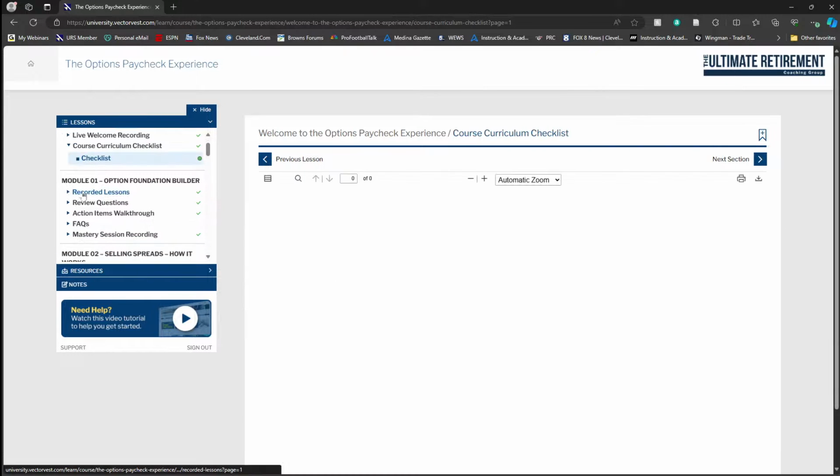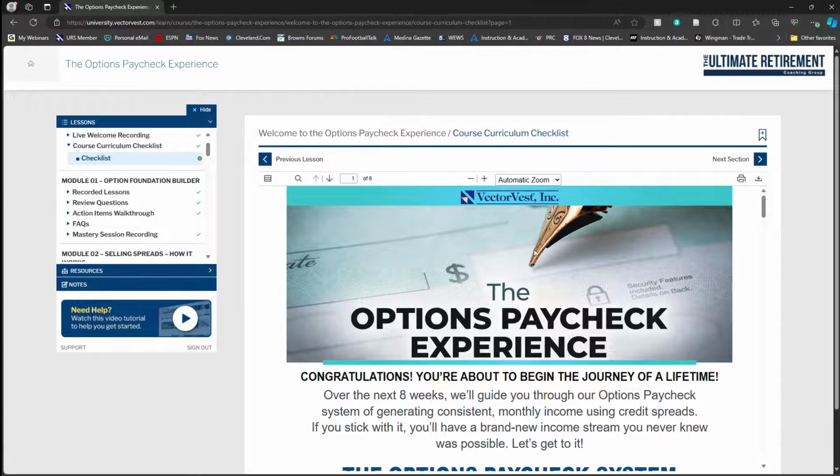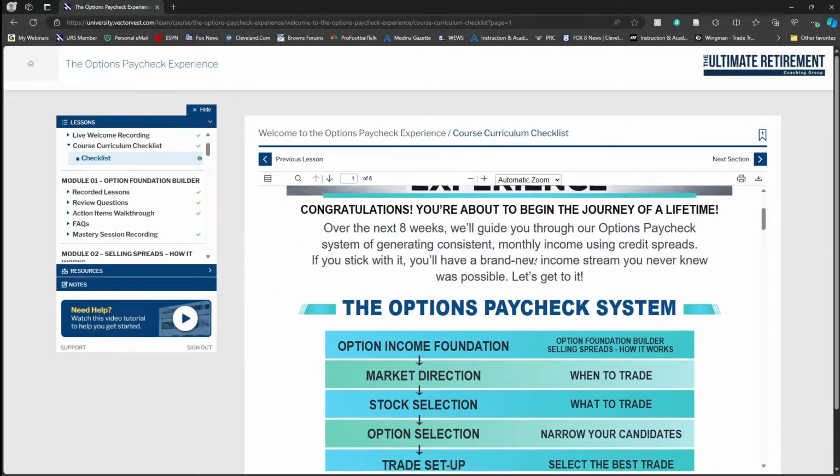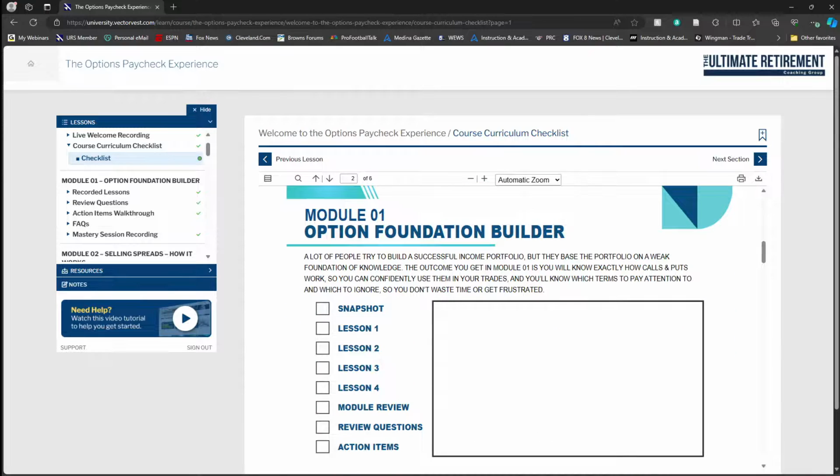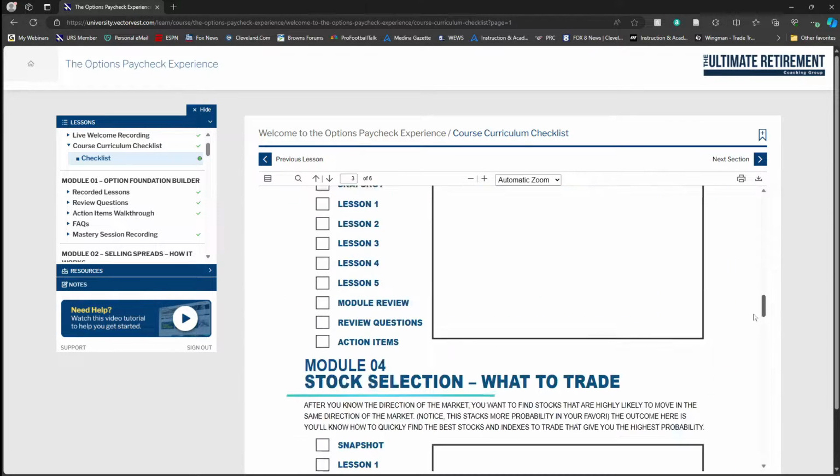And then most importantly, do the course curriculum checklist. Open that up, and I want you to print out the checklist, because the checklist is going to guide you to what we want you to do for every module. So remember, we want you to watch modules 1 and 2 before the first week. So that means go into module 1. We want you to watch the snapshot, the lessons, the module review, the action items, the questions. We want you to do all of that before the first mastery session. Then you can write any questions you might have down over here to the right.